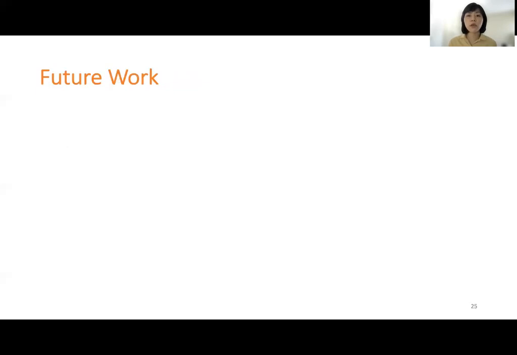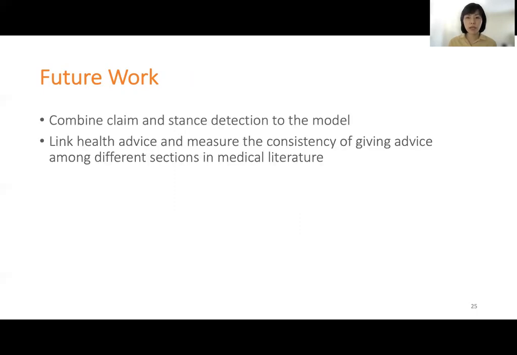In future work, we will combine the model with claim and stance detection for more fine-grained advice detection. We will link the advice in different sections in medical literature to measure the consistency of giving advice and extend the prediction task to news and social media platforms for advice analysis.